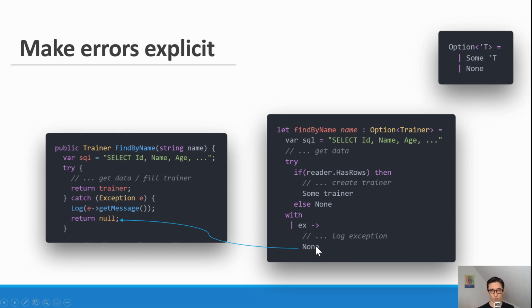But if you have a closer look at this, we see that we have introduced another problem now in our F# code, because now we have two none cases. We have none if we haven't found a trainer, and we have none if there was an error. And this is not very explicit again. So what can we actually do to solve this?